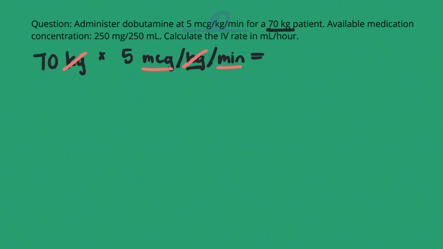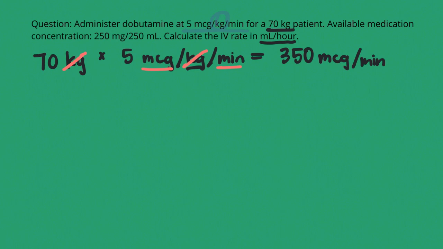So let's do that right away. Let's do 70 times 5. We get 350, and I always recommend you keep the labels in there. So that's micrograms per minute. You can write that up and down like a fraction or just like a slash here, but just understand it's micrograms on the top and minutes on the bottom. This is now your specific order for this patient, but we need to find the rate in milliliters per hour as this question is asking for.